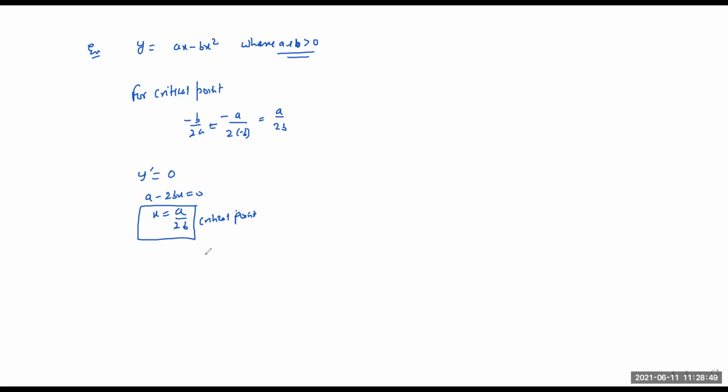Now if you plot the graph, how will the graph look like? To plot the graph is very easy. It will be a downward parabola. Correct. If I put x equals 0, the y is how much?